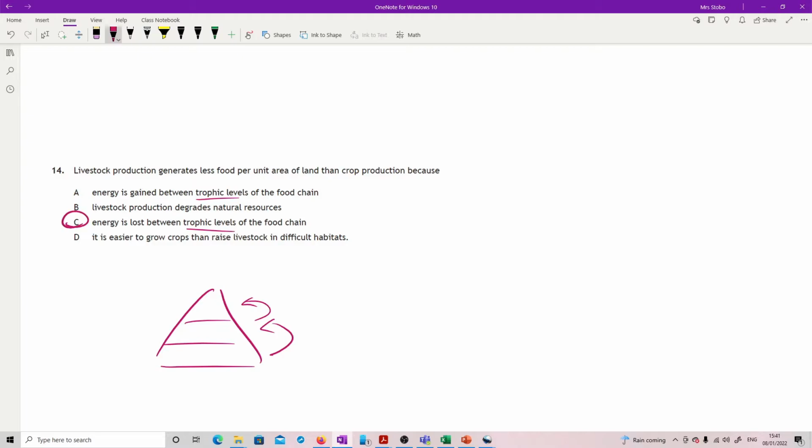The other 2 that are in there are odd in some ways. Livestock production degrading natural resources: poorly managed livestock production would degrade natural resources, but at the same time, poorly managed crop production would do the same. It's easier for crops to grow and raise livestock in difficult habitats. You could argue that actually the other way around, because there are livestock that can survive in places that plants and crops generally struggle.